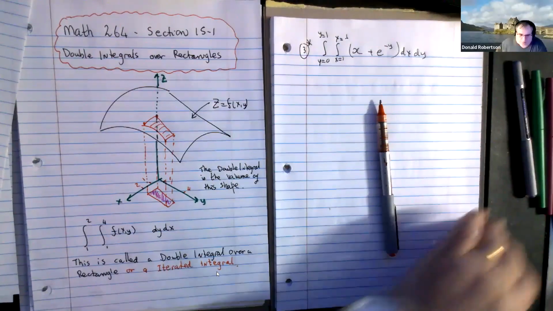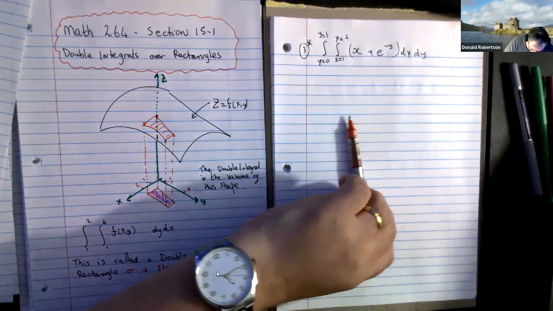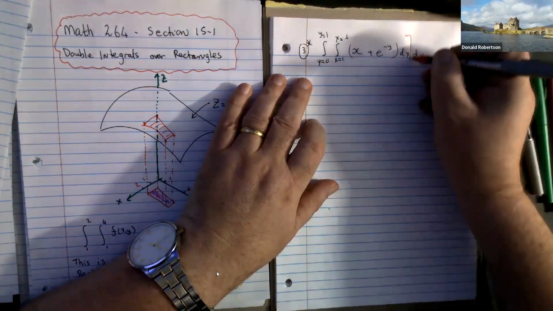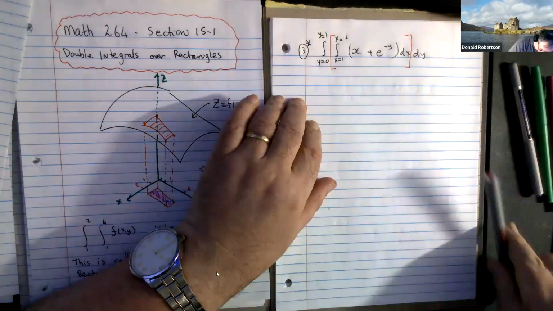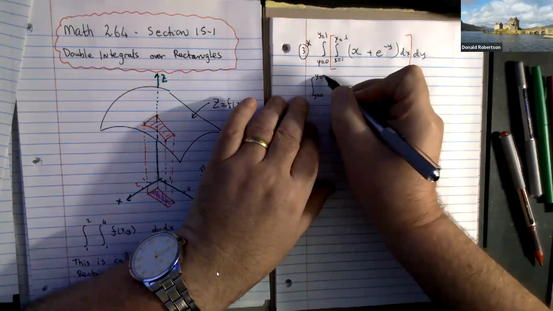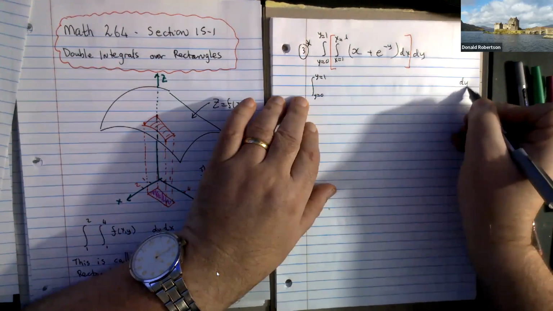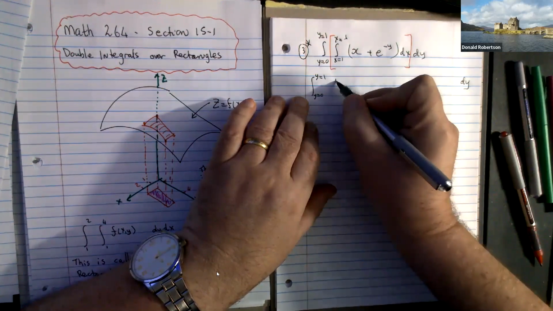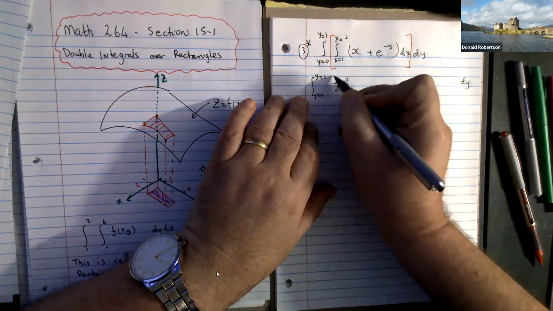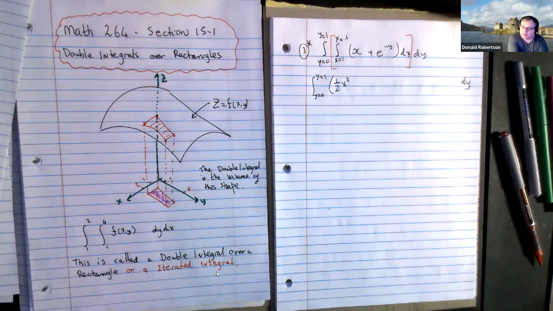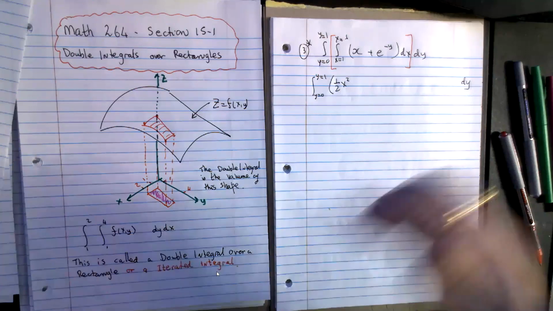Okay, so this is the double integral over the rectangle. We are going to do the inner integral first, so y equals 0 to y equals 1, and there'll be a dy over here. If you integrate with respect to x, you use the power rule. What will I get if I integrate e to the negative y with respect to x? x e to the negative y.